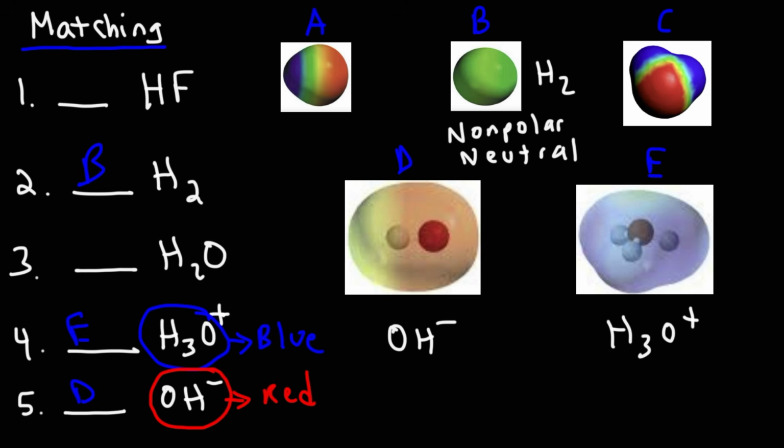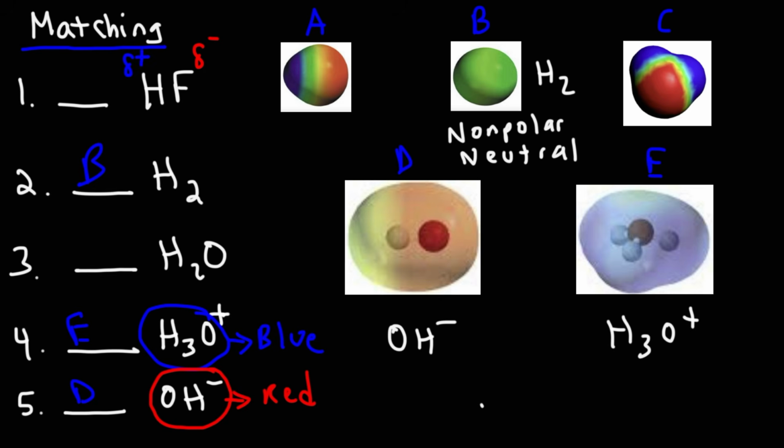Now what about number 1 and number 3? HF and H2O, they're polar molecules. Polar molecules, you're going to have 2 colors, or at least 2 predominant colors, red and blue. So looking at HF, fluorine is partially negative. So this is going to be the red side. And hydrogen is partially positive. That's going to be the blue side.